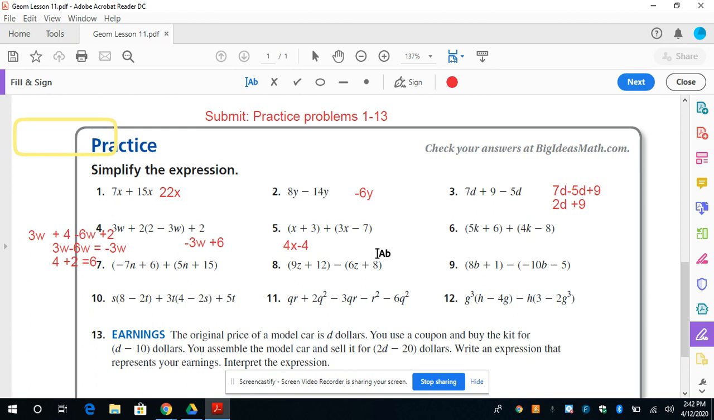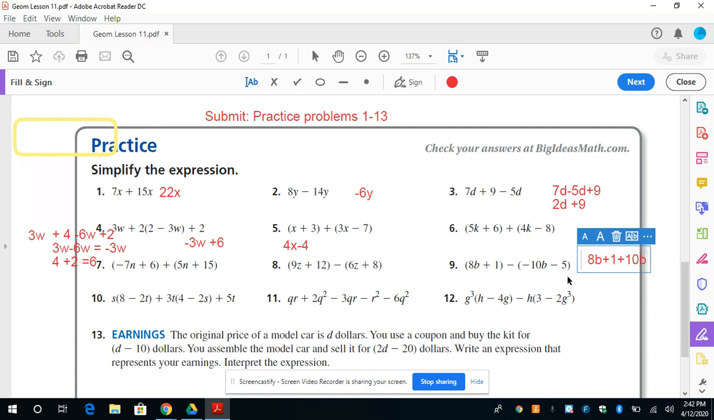Okay. Let's see. 6 is similar, 7 similar, 8 similar, 9 similar. They just have parentheses. For this one, though, for number 9, make sure you distribute that negative. Okay, it's a negative b. So if you wanted to rewrite this one, it would be 8b plus 1. But then you're minusing a negative, which means it's turning into a positive 10b.